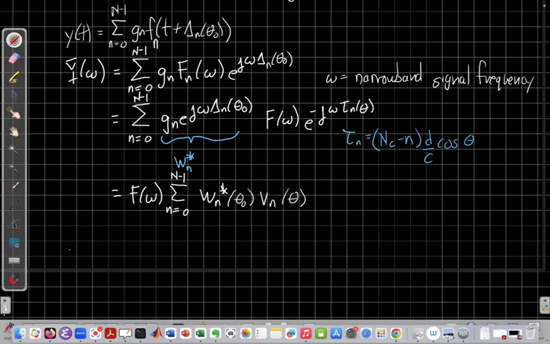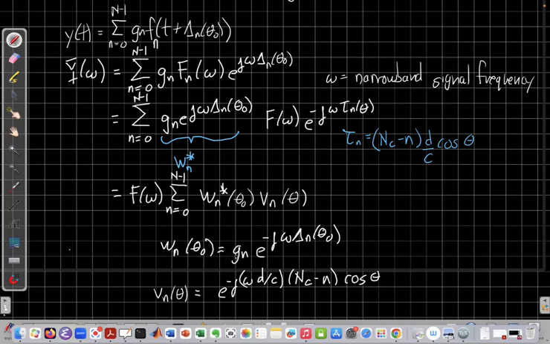And then now I'll write out, again, remind us what the elements are. Right, so the array weights for the theta naught direction are the gains we're picking, g sub n, and e to the minus j omega times the delta of n theta naught, where again this is minus, so that when I take the conjugate here, I get the positive exponent I want to compensate for these. And the v sub n, the replica vectors for theta, have this e to the minus j omega d over c times nc minus n cos theta naught. Right, and so these are our things.